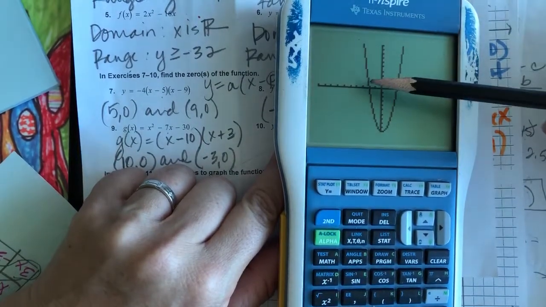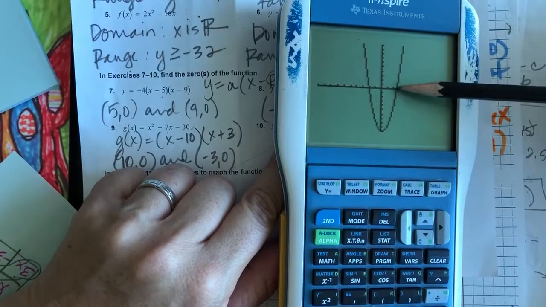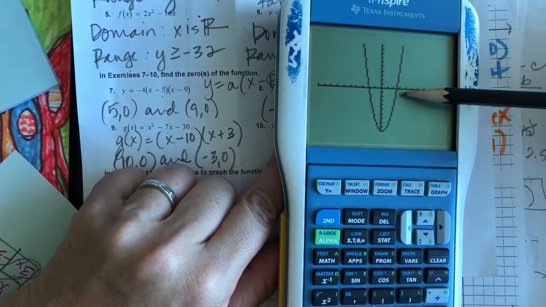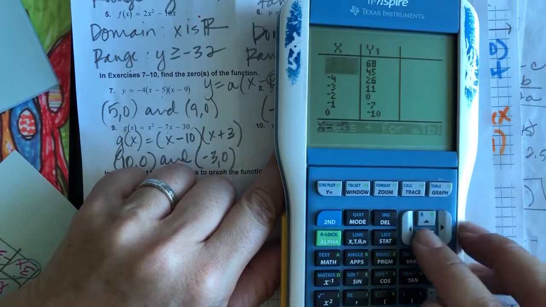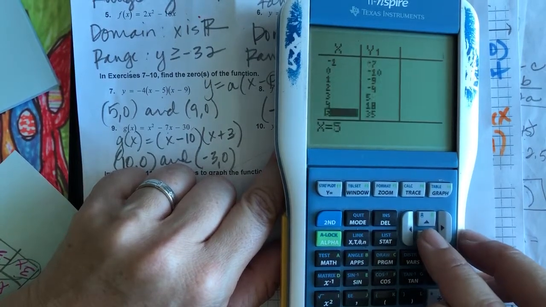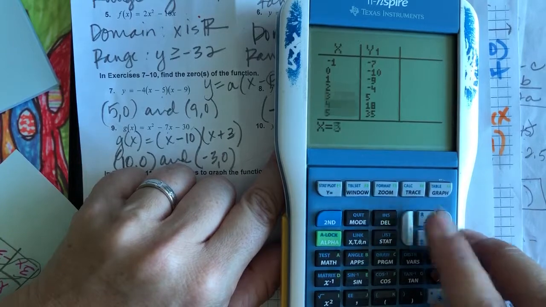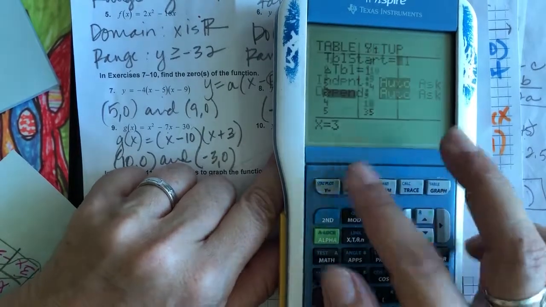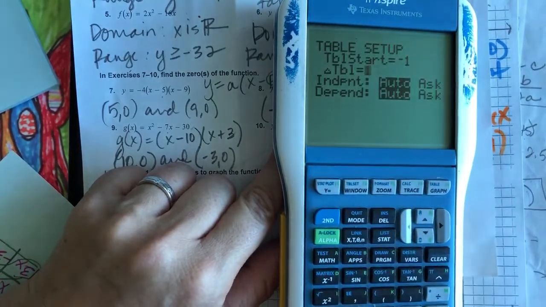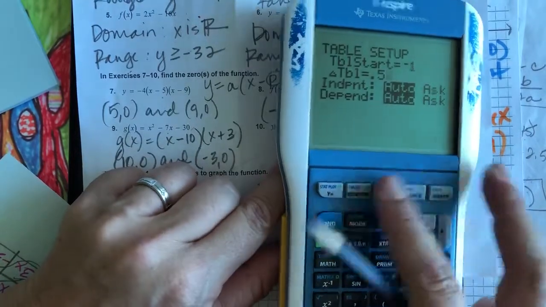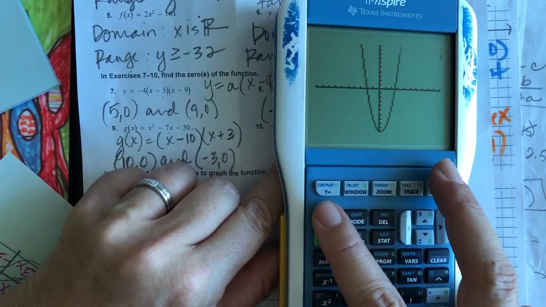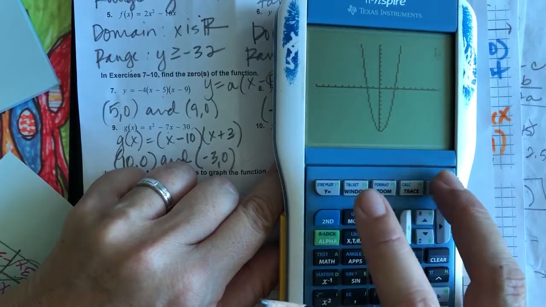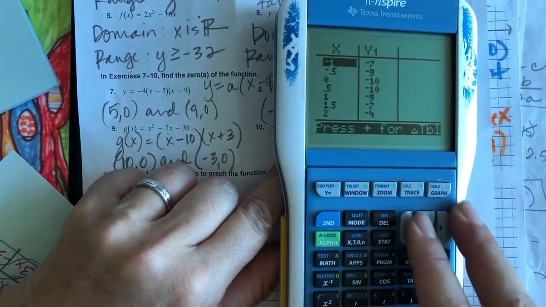It's looking like it's at negative 2 and maybe 2.5. Negative 2, there it is. And sure enough, between 2 and 3, I see it pass by 0. Check this out. I'm going to change my table. I don't want you to get too crazy here. I'm going to make it go up by half, and let's see if we can see that 2.5 in there. So see how my table is now going by halves?